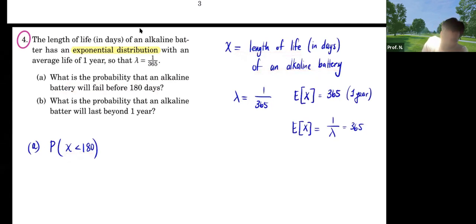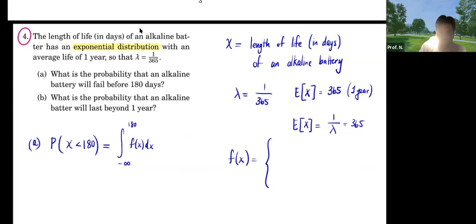And then we use this, right? The integral from negative infinity to 180 of f of x dx. But what is f of x? This is exponential. We just discussed this. This is lambda e to the negative lambda x, right? So this should be 1 over 365 e to the negative 1 over 365 x when x is greater than or equal to 0 and 0 otherwise. Again, this is the PDF of the exponential.